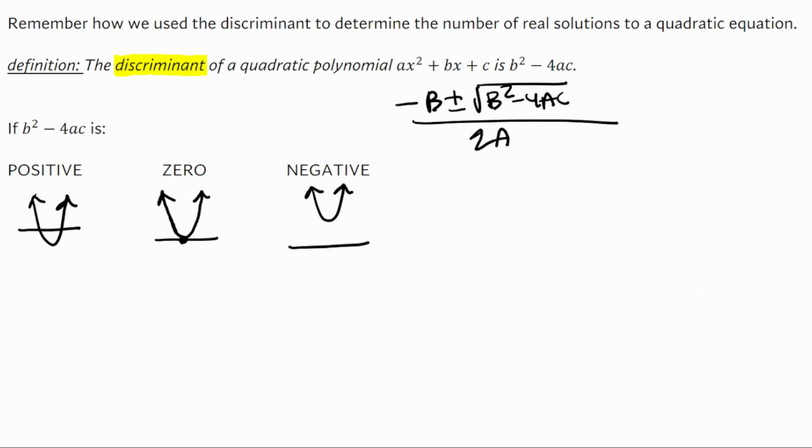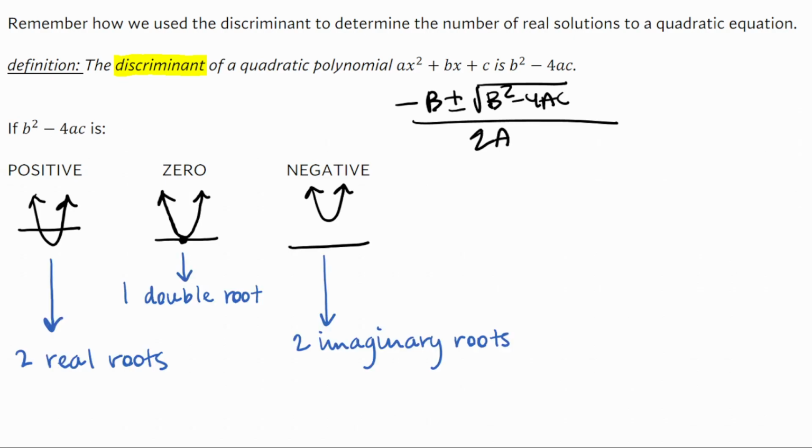Okay, so just to recap, when b squared minus 4ac was positive, that caused us to have two distinct real roots, two x values that made the polynomial equal to 0. If b squared minus 4ac was 0, we had one double root. So we had one root, but it counted twice. And if b squared minus 4ac was negative, we had two imaginary roots.